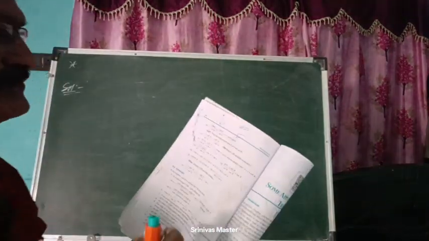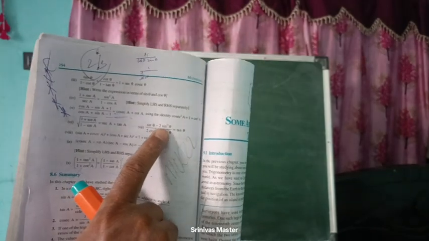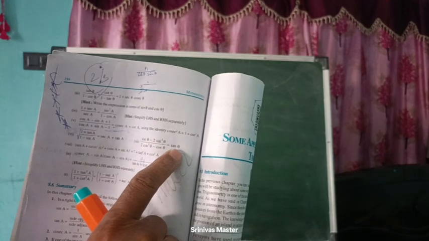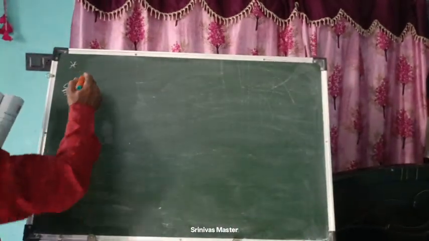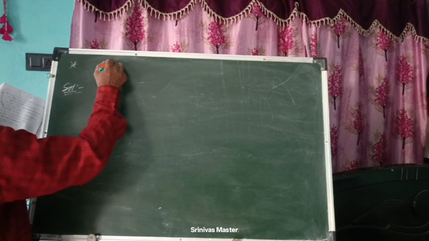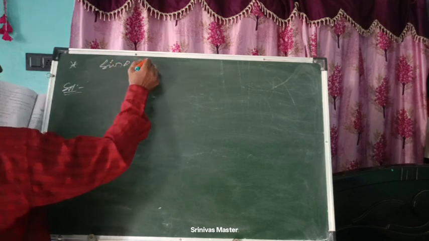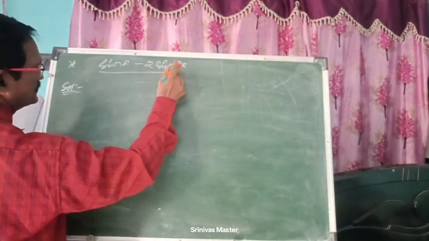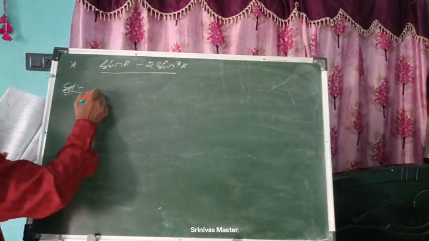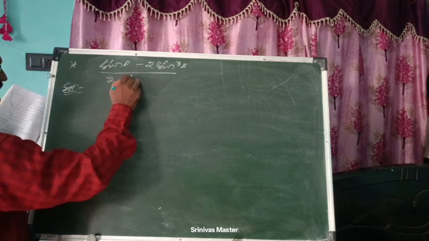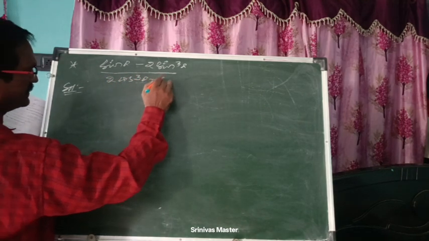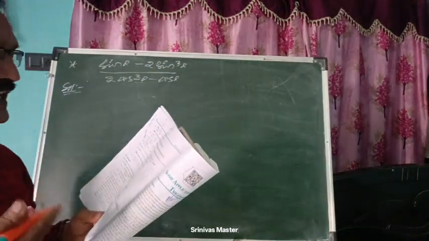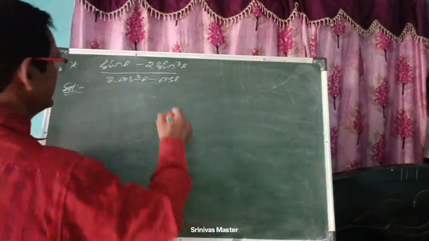See children, next problem, seventh problem. Sin theta minus 2 sin cube theta by 2 cos cube theta minus cos theta. That is equal to what? Tan theta. That should be equal to tan theta.